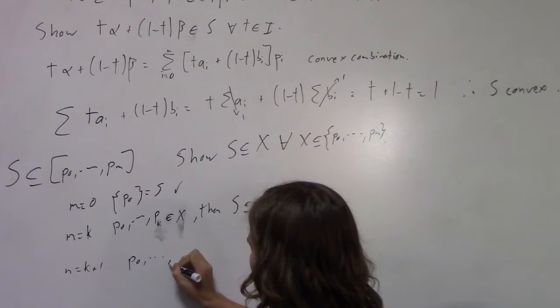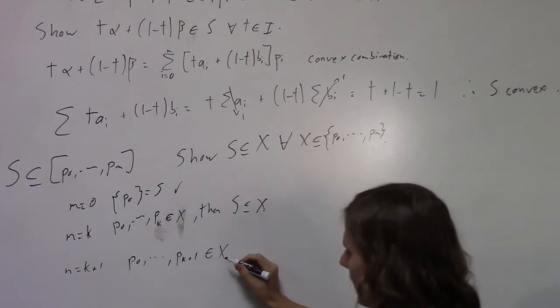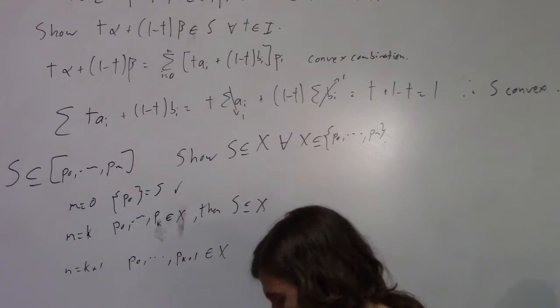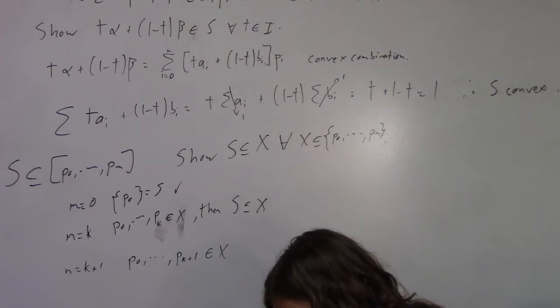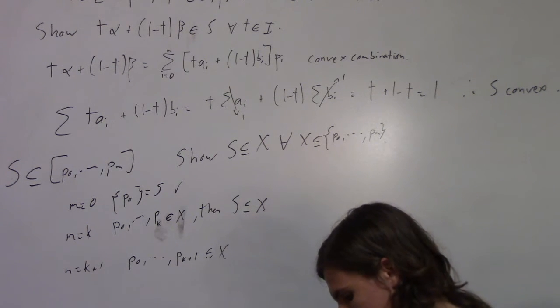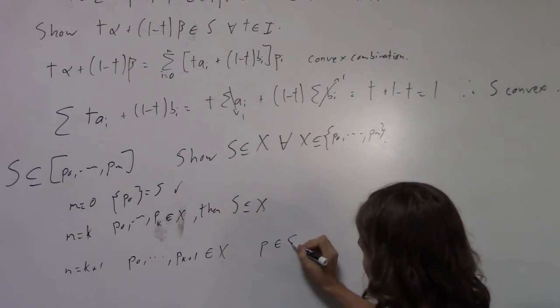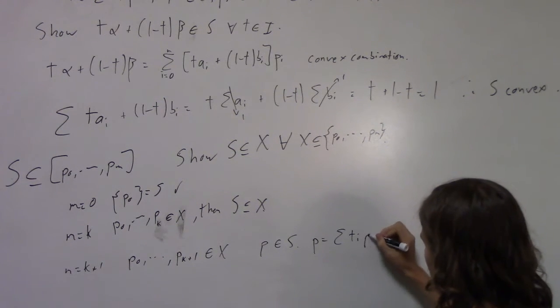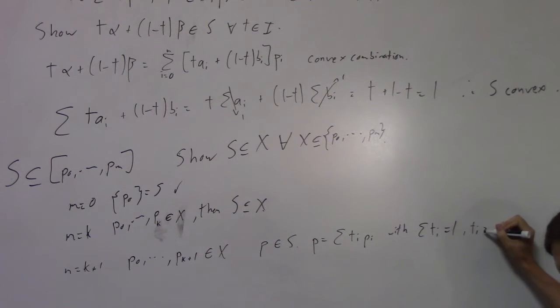So now suppose that there are K plus 2 points, not necessarily the same ones, on some convex set X. We're looking at some point P that's an element of S. So P is equal to the sum of Ti Pi with the sum of Ti equal to 1 and Ti greater than or equal to 0 for all i. I want to show P is an element of X.